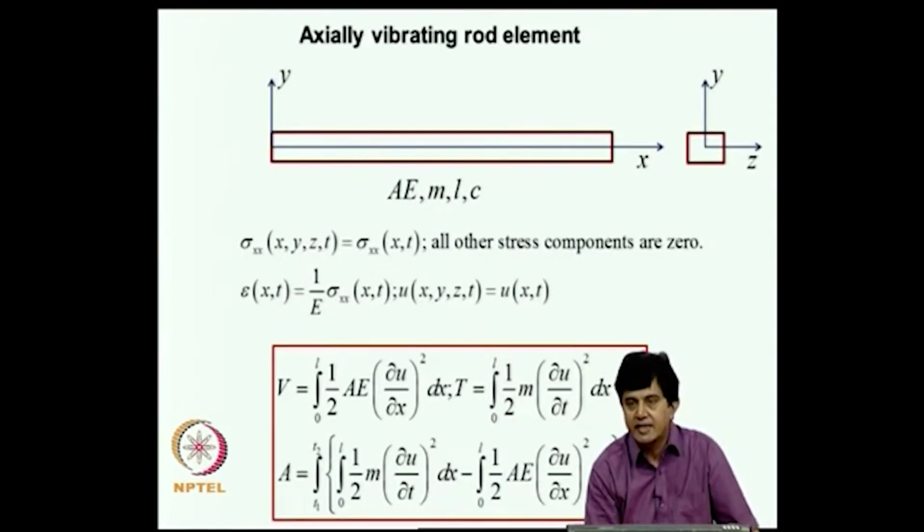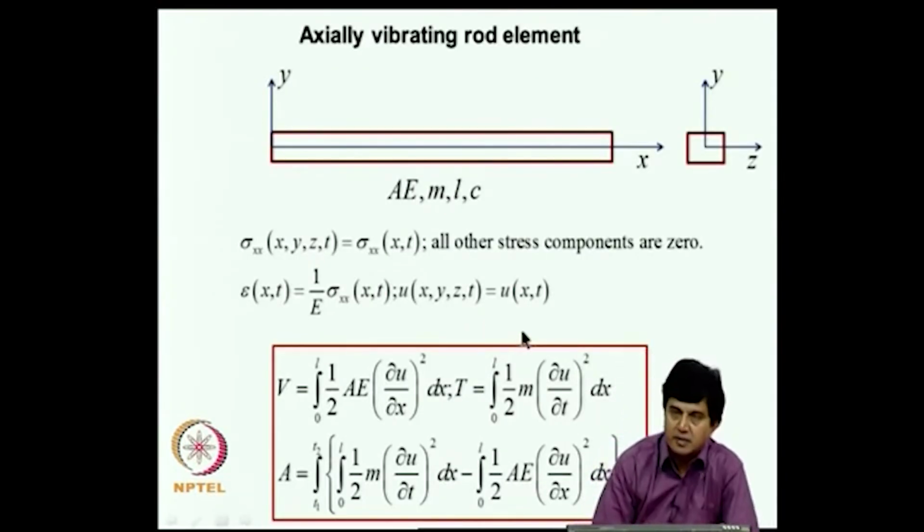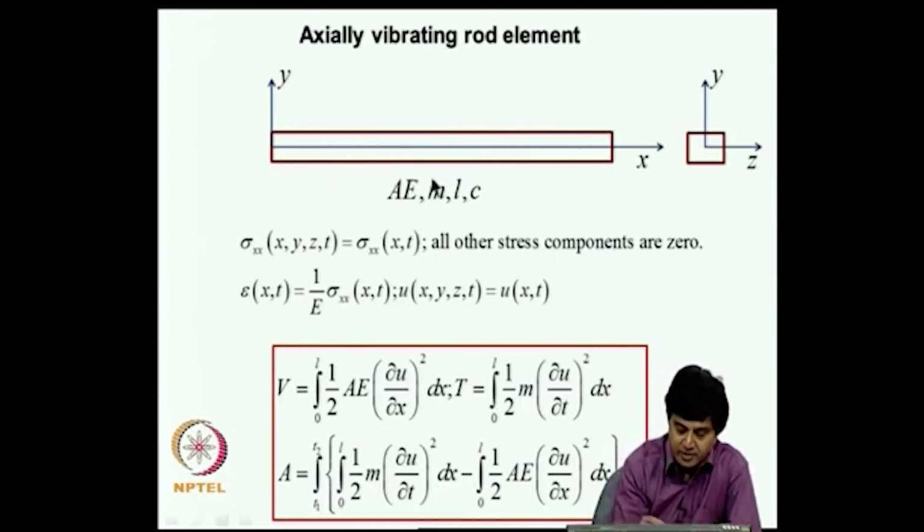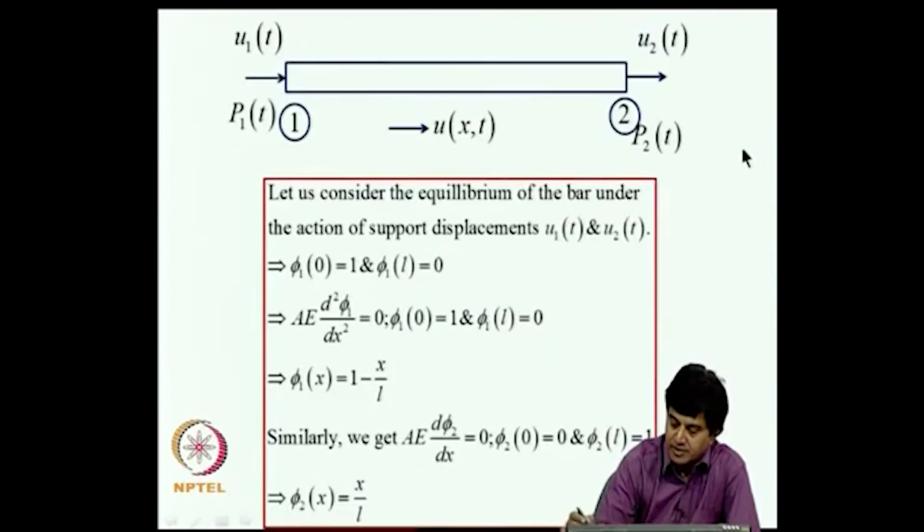Now, as a special case we will start talking about simple elements. We will start with a discussion on the axially vibrating rod element. So, I consider a rod element of length L, axial rigidity AE, damping C and M is mass per unit length. So, this is a cross section and the coordinate system x is along the length of the bar, y is as shown and z is shown here.